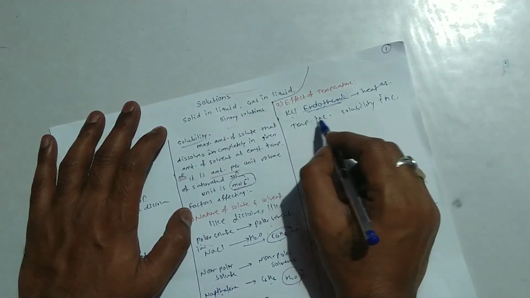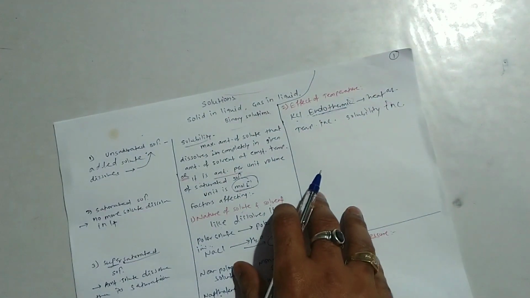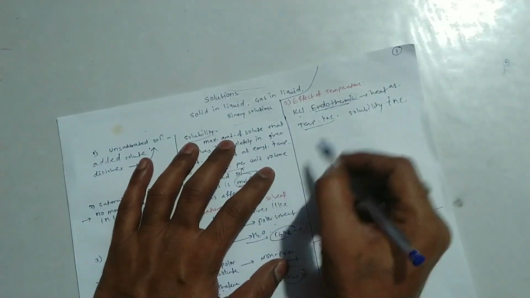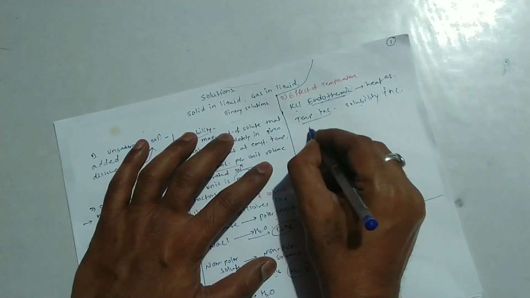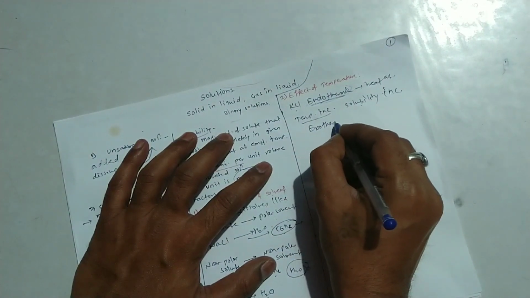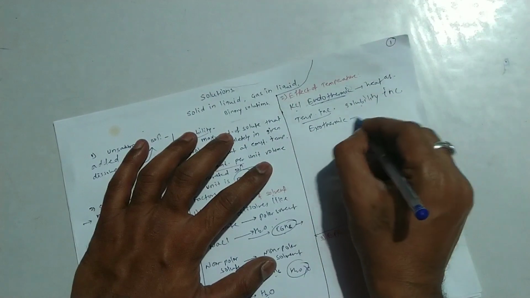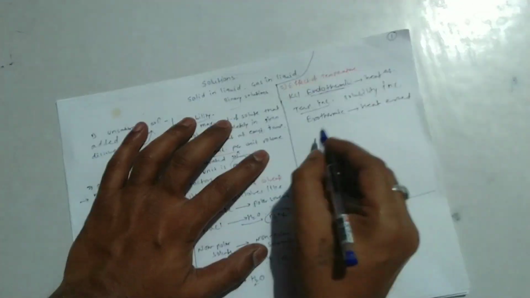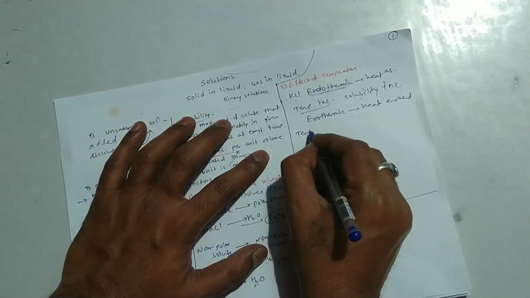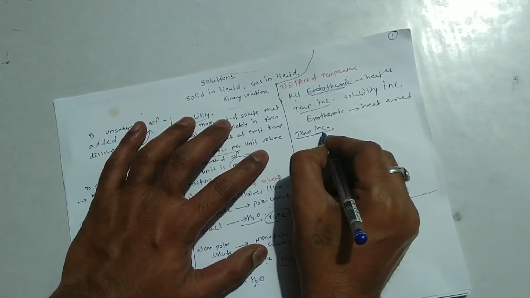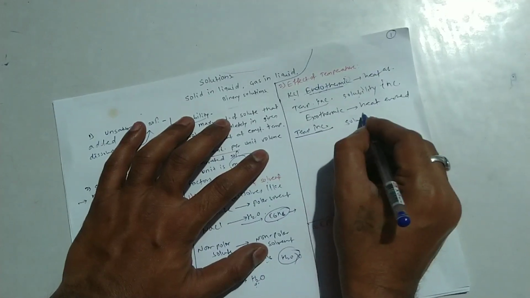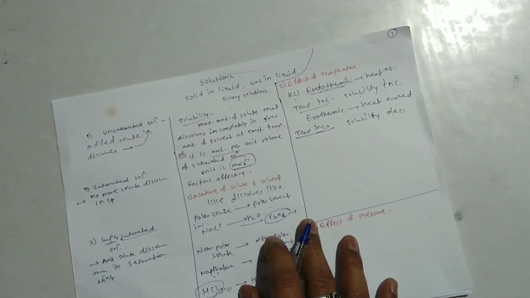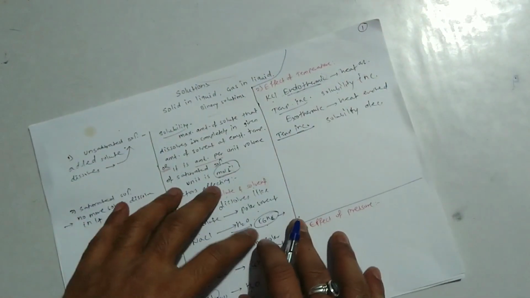So in such a case, when a substance dissolves in that particular solution in an endothermic process, its solubility increases with increasing temperature. In opposite to that, if any solute dissolves in an exothermic process, that is, heat is evolved, then if we increase the temperature, its solubility is going to decrease.